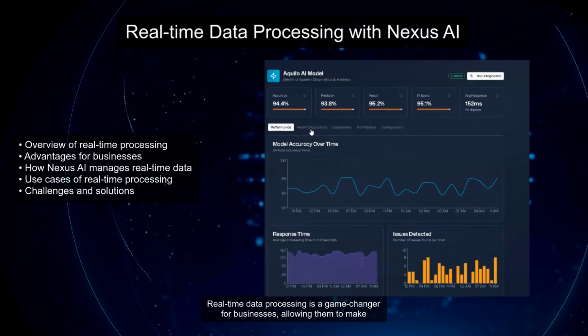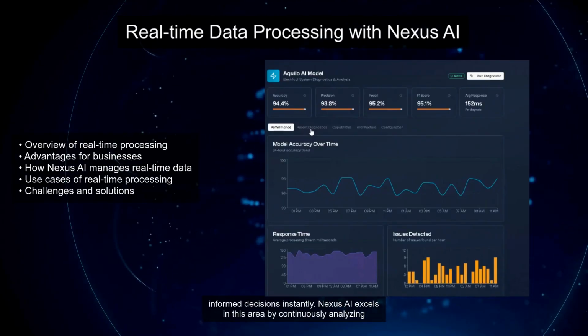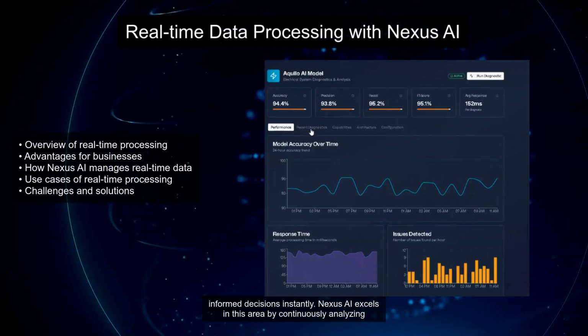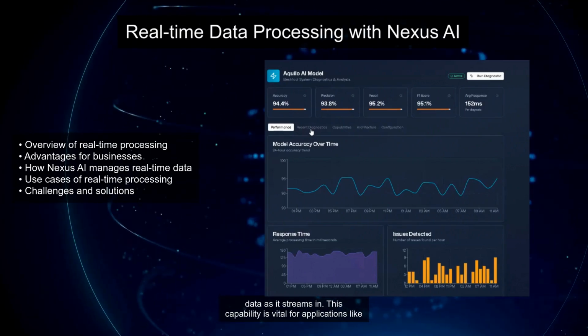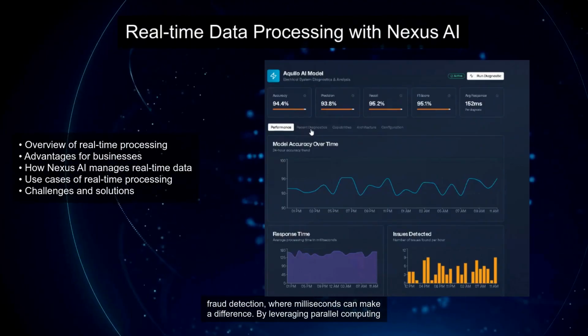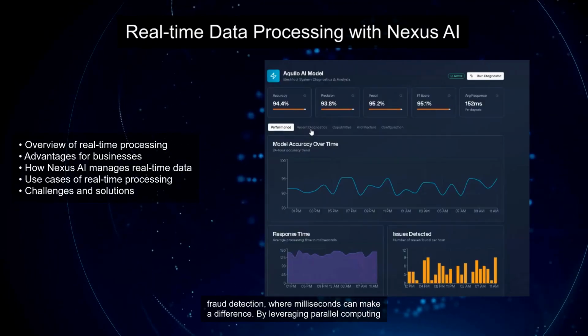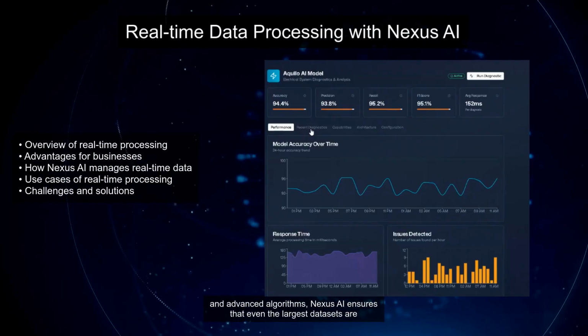Real-time data processing is a game-changer for businesses, allowing them to make informed decisions instantly. Nexus AI excels in this area by continuously analyzing data as it streams in. This capability is vital for applications like fraud detection, where milliseconds can make a difference. By leveraging parallel computing and advanced algorithms, Nexus AI ensures that even the largest datasets are processed without delay.